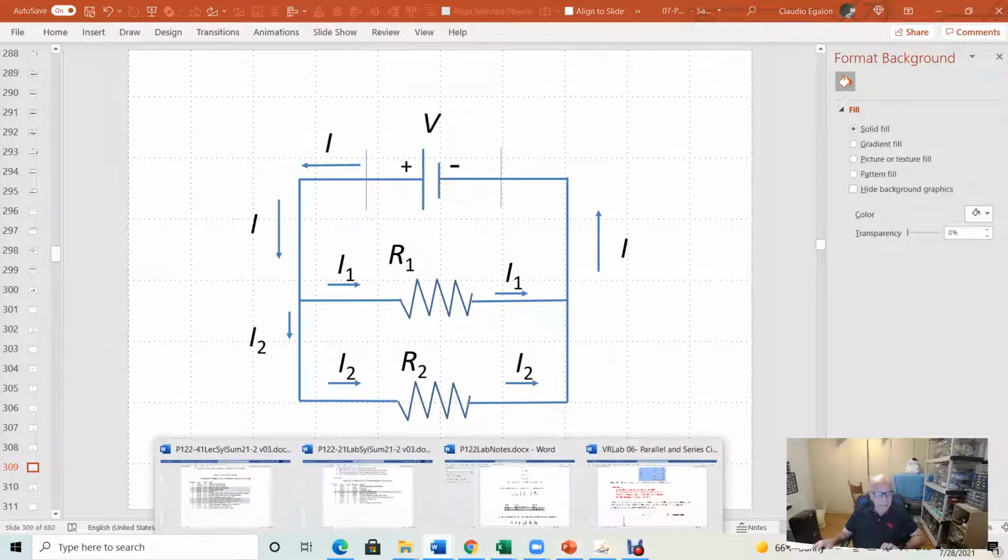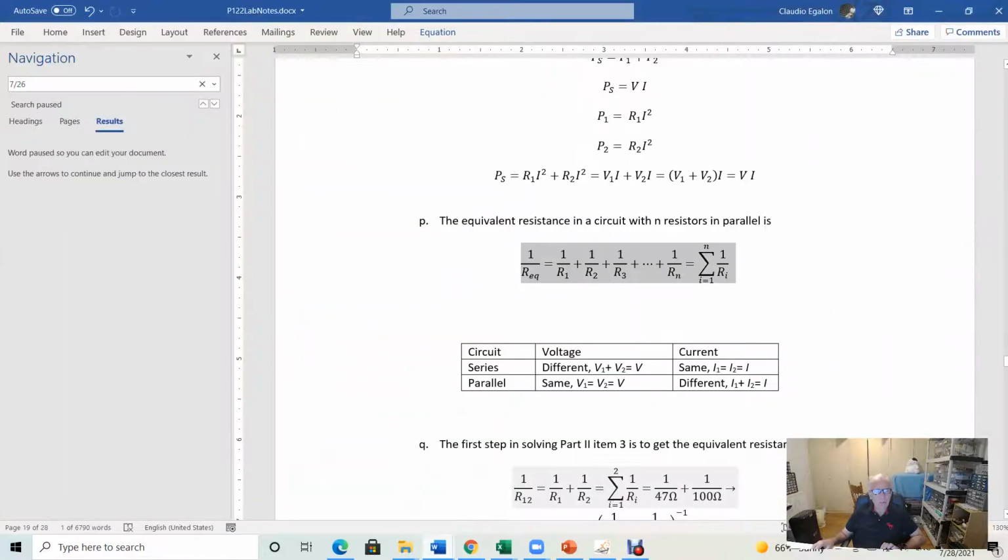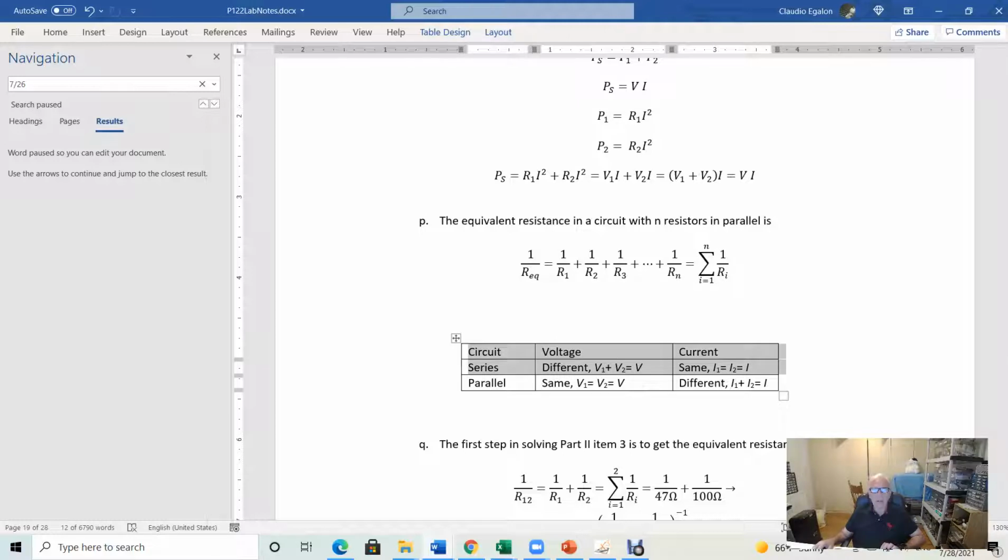An important difference between circuits in series and circuits in parallel. Circuits in series: the voltage is split between resistors, but the current is the same. V1 plus V2 is V. I1 is equal to I2 is equal to I. In parallel it is all the way around. The voltage is equal and the current combines. That's easy to memorize, right?